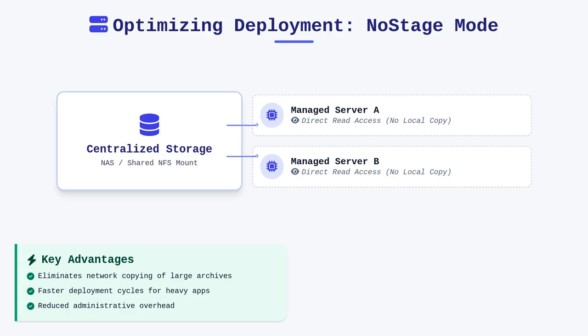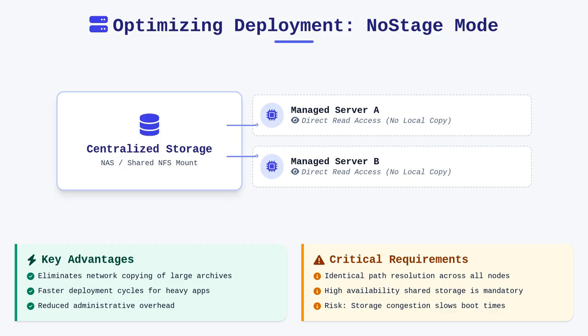You avoid the overhead of administrative file copying, but you essentially trade that for a requirement of high availability and performant shared storage. If your storage backend experiences congestion, the application start times will likely suffer as all nodes contend for read access to the same shared location.